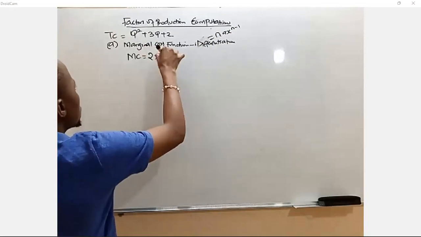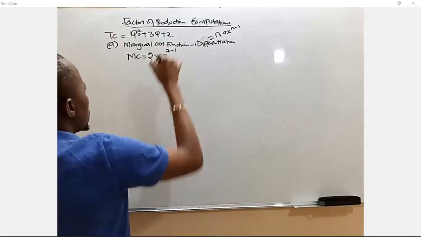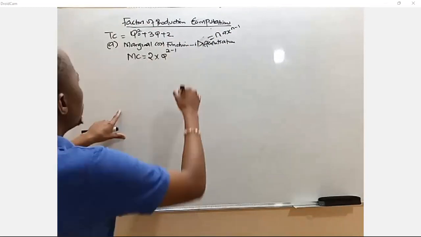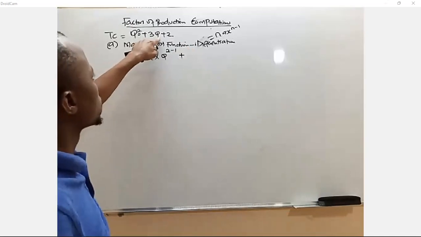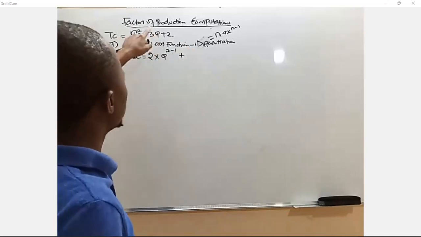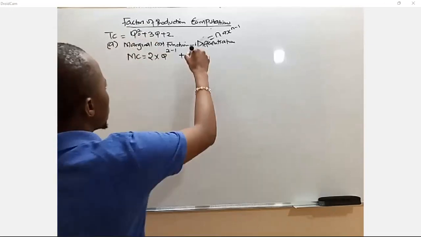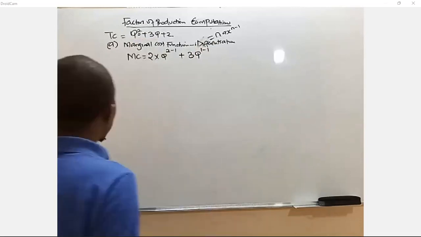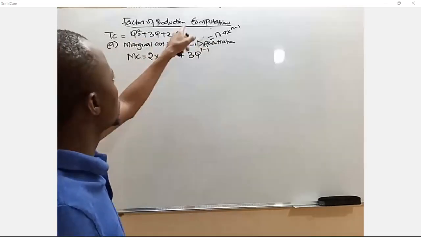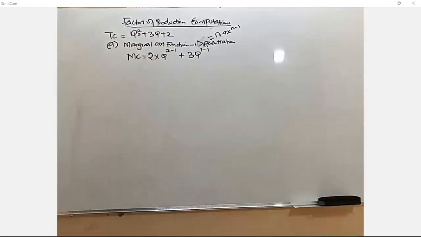So it will be 2 times Q. Then we want to reduce this power, 2 minus 1, right? Plus, remember now, this q is raised to power 1. So if we pull down the 1, it will just be 1 times 3, so 3q to the 1 minus 1, correct? Then this one, it is normally a throwaway. We cannot analyze it because it does not have q.